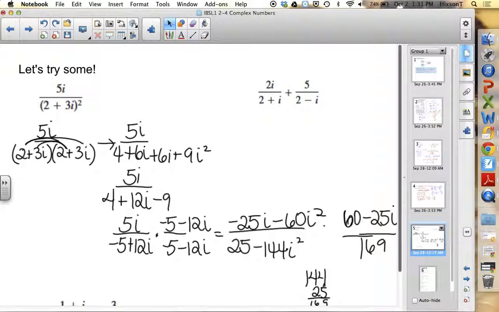Alright, you guys see what's going on here? We FOIL out the denominator. We get it down to just a complex denominator. Then we use our complex conjugate. The answer is 60 minus 25i all over 169.